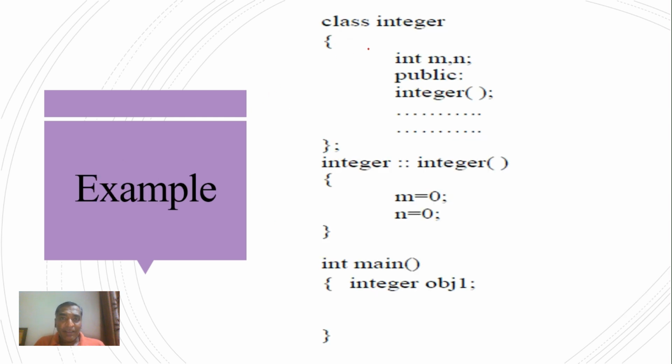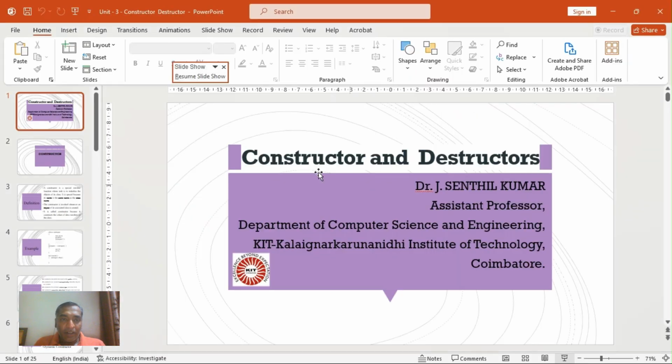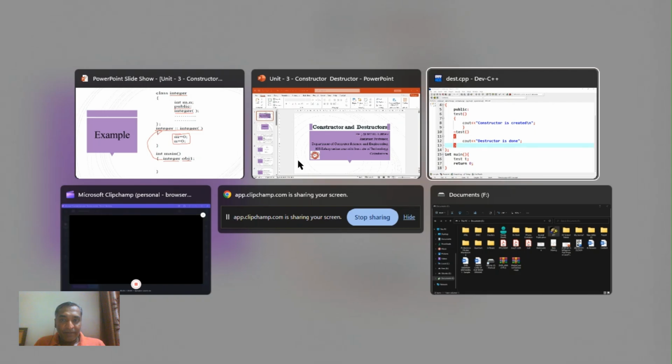This is an example of a constructor. I have created a class named integer, and declared the constructor in the public section, with the data m equal to zero. So when we create an object of the class, the constructor is automatically called. So there is an example of a constructor. We can see in the coding how it is used.